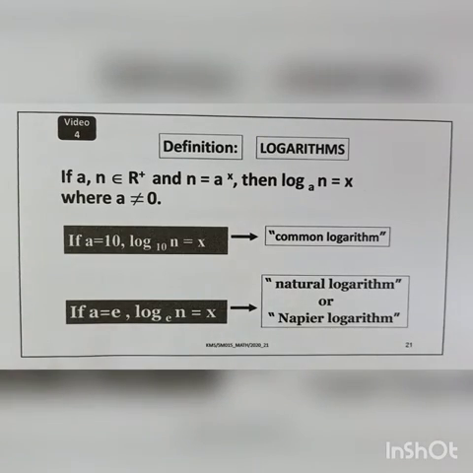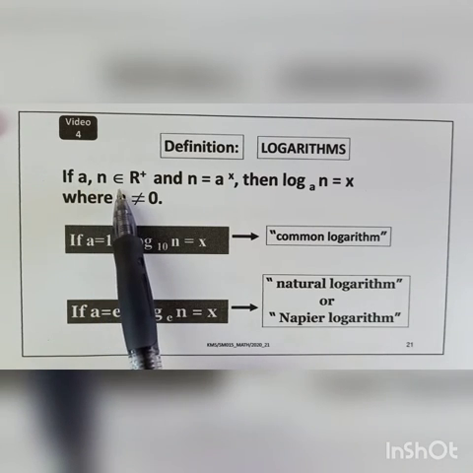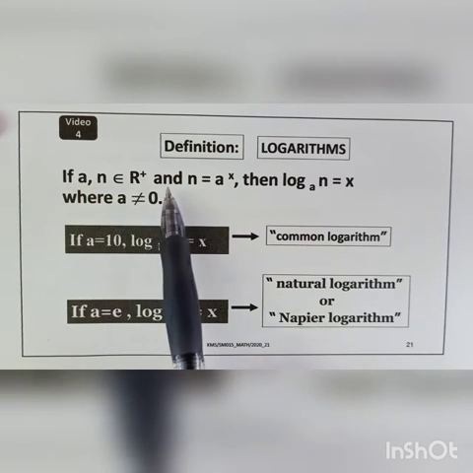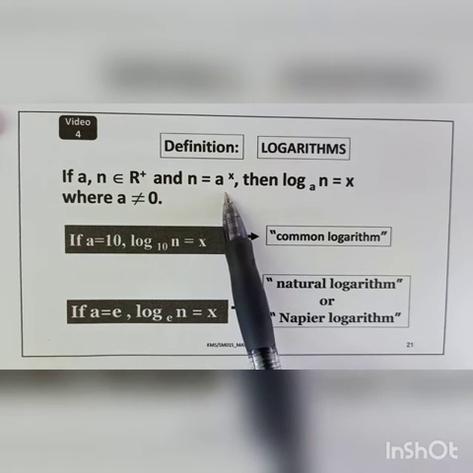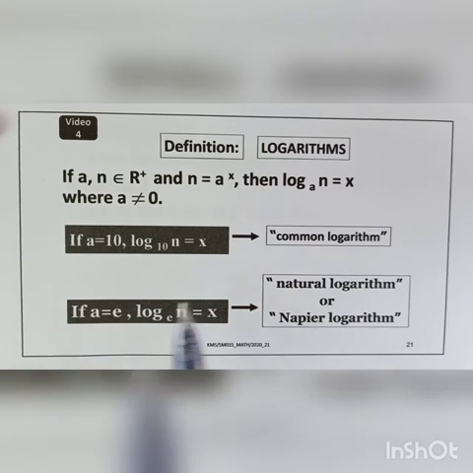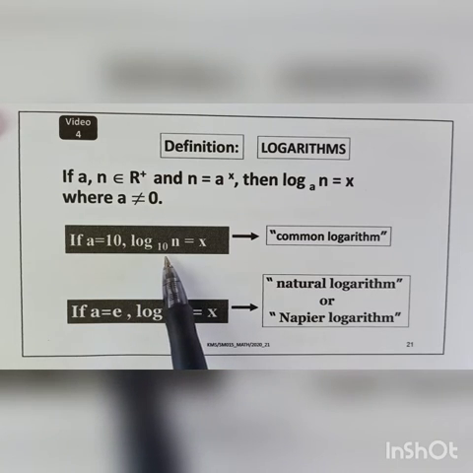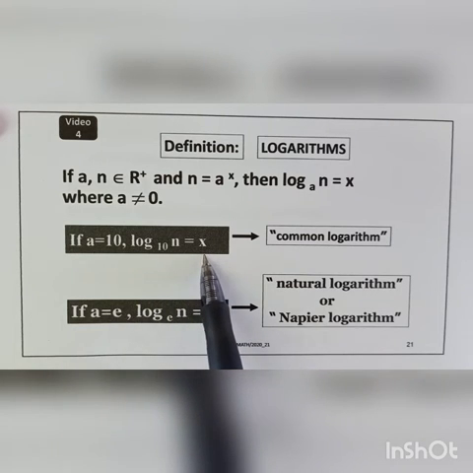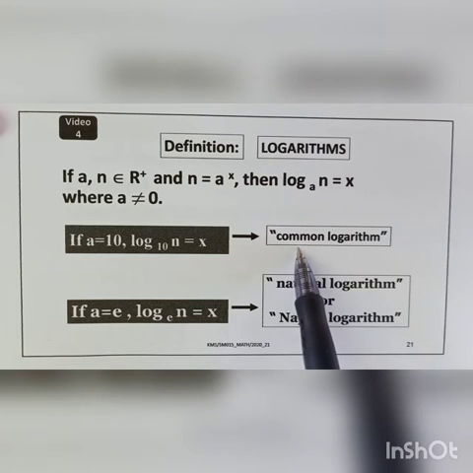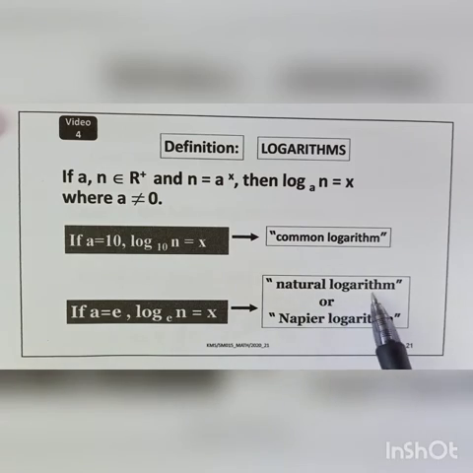Okay, this video is about the subtopic logarithm. If a and N are positive real numbers and N equals a to the power of x, then log N base a equals x. If a equals 10, then log N base 10 equals x. We call it common logarithm. If a equals e, where e is the exponential constant, then log N base e equals x. So this is natural logarithm.